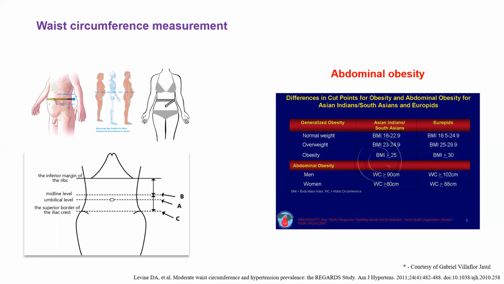What is the reason for measurement and assessment of waist circumference? Clinical studies have confirmed that the presence of abdominal obesity is a significant risk factor for arterial hypertension. That's why we do this measurement in all patients with suspected arterial hypertension.